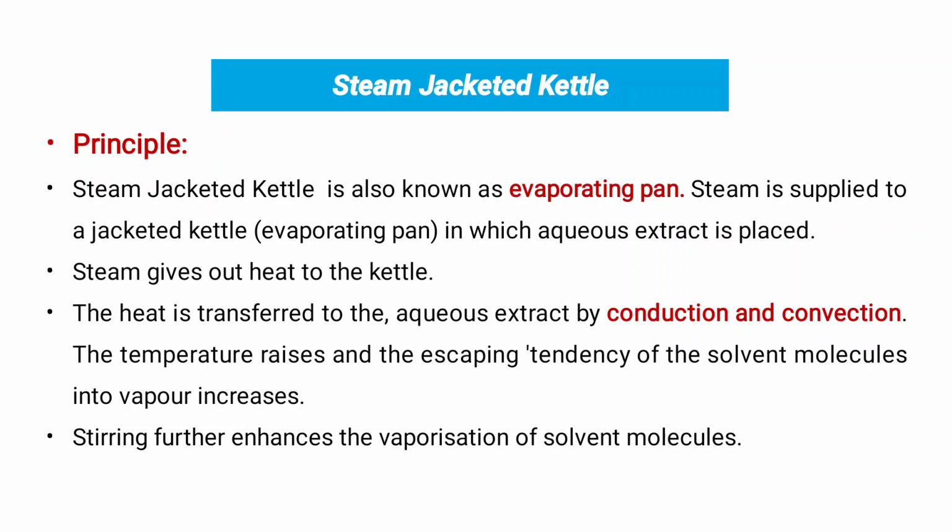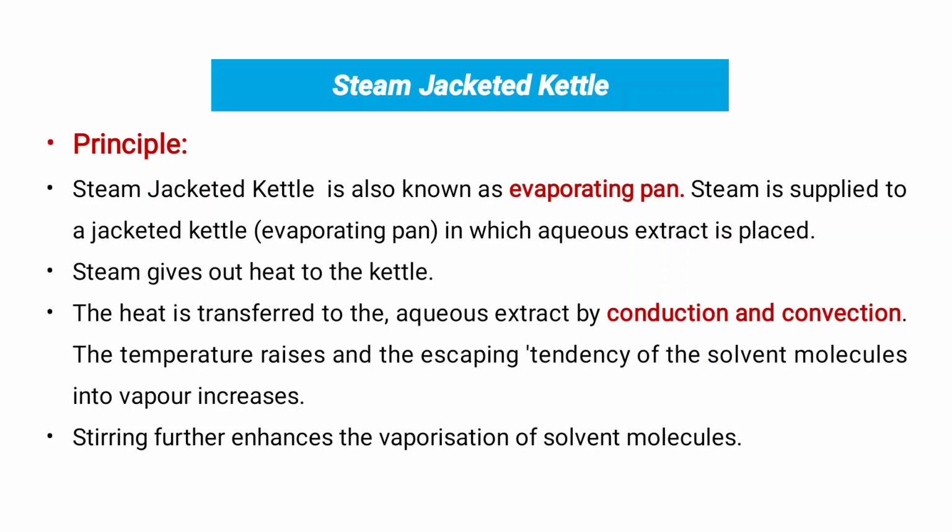So we learn about the forms of heat transfer: conduction, convection, and radiation. Any material heating and vaporization needs heat. So heat is transferred to the aqueous extract by conduction and convection. When the temperature rises, the molecules get vaporized. Vapor increases, and continuous stirring further enhances the vaporization of solvent molecules. So this is the principle of the steam jacketed kettle, also known as the evaporating pan.